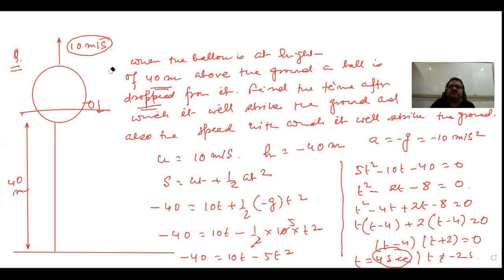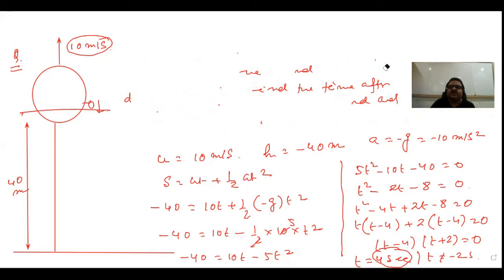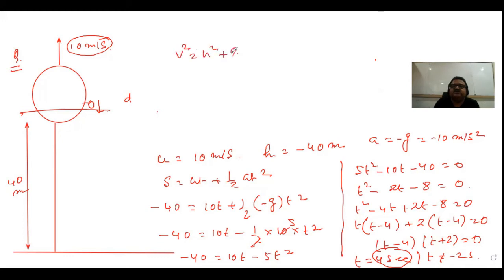So the answer is, it will take 4 seconds to reach the ground. Now, what we have to find out is the velocity, the speed with which it will hit the ground. Okay. Now, let me show this to you. The speed with which it will hit the ground. Okay. Now, for the second part, I can use many formulas, correct? So what I'm doing here, I'm using this formula: v square is equal to u square plus 2as. I have to find v here, correct?